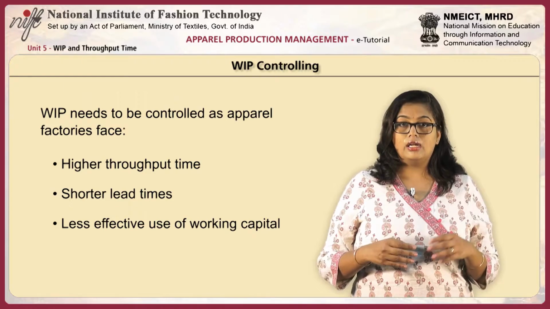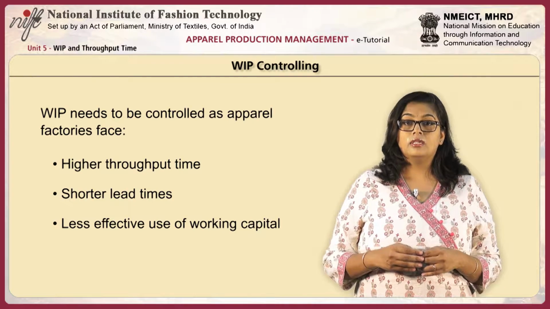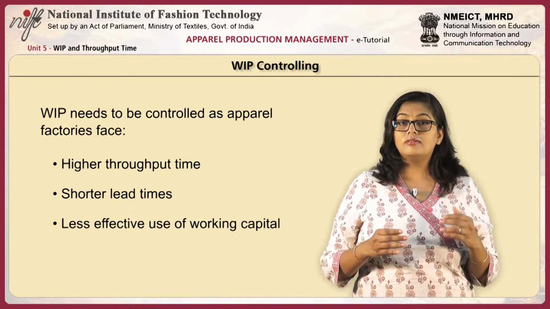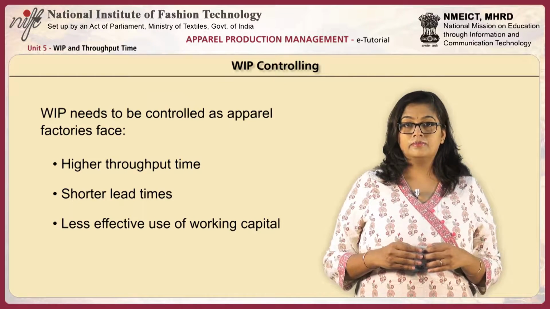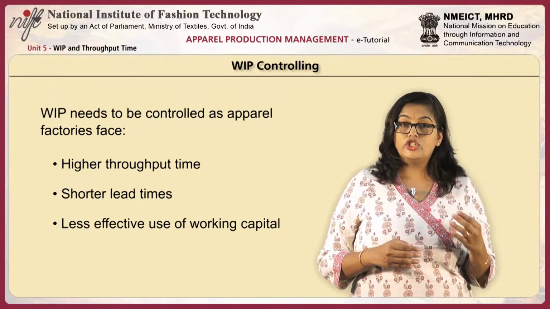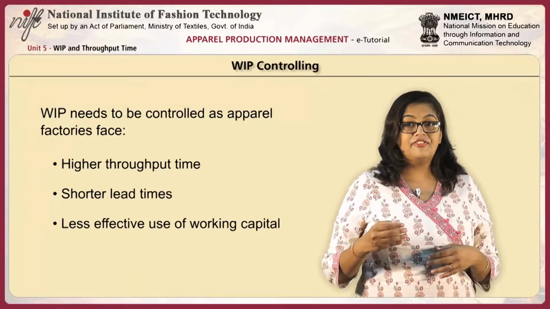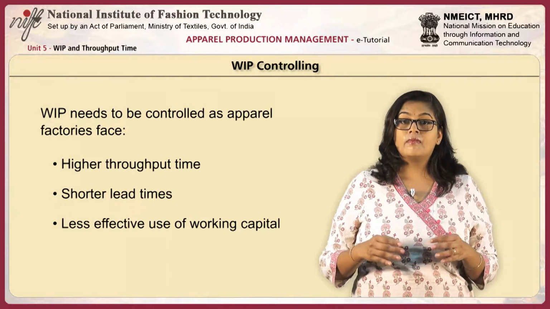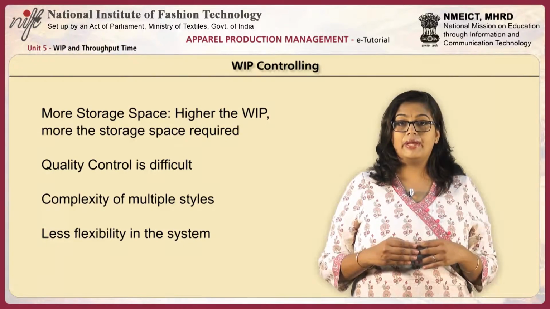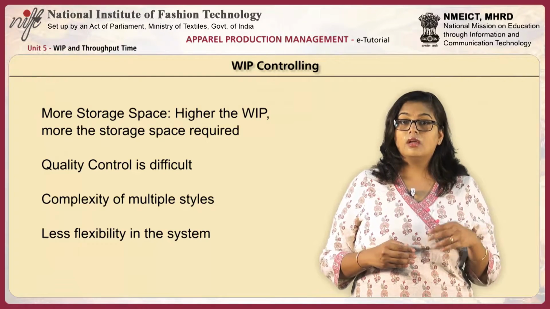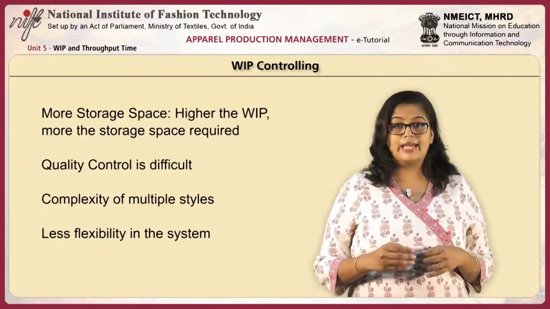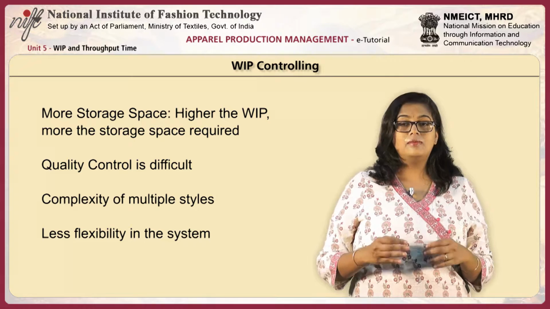Let us try to understand WIP controlling. WIP needs to be controlled as apparel factories face the following major issues: higher throughput time, shorter lead time, less effective use of working capital, more storage space, that is, higher the WIP, more the storage space required, quality control difficulty, complexity of multiple styles, and less flexibility in the system.